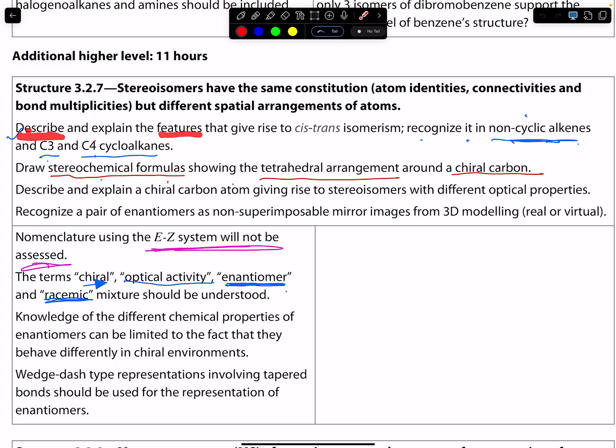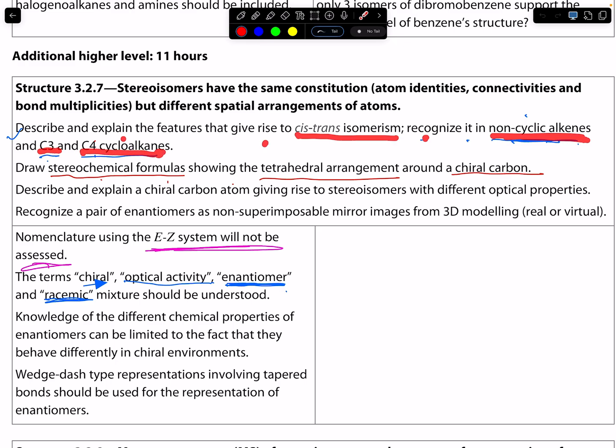So if you want to describe the features, it is restricted rotation about the carbon-carbon double bond. That's called describing. Now let's explain the features. Explain: any rotation would lead to the breakage of the pi bond. Am I right, guys? Yes, so that is explaining the features that give rise to cis-trans isomerism, recognizing it in non-cyclic alkenes. So we have done non-cyclic alkenes. What's the next thing that we have to do?